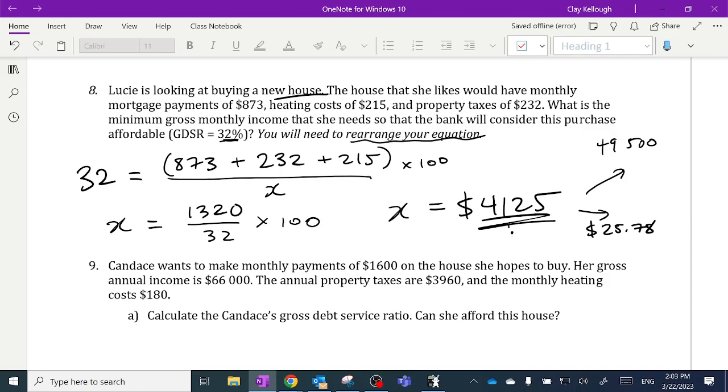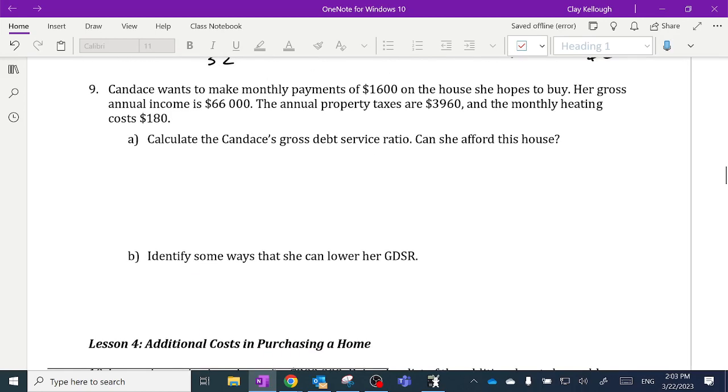Question? You got this number though? Yeah, I got the number. Then you just did a different way of doing your algebra. You just did it in a different order. As long as you came up with the same number, I'm fine with that. Okay? All right. Now, number 9 looks a lot like number 8.